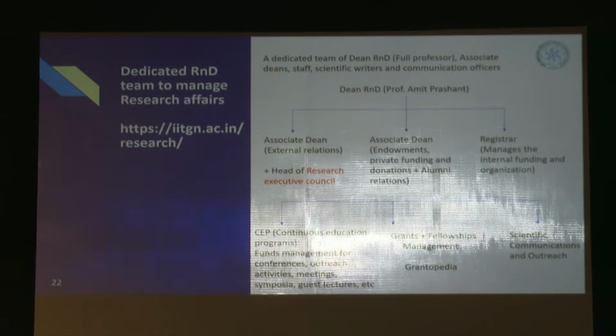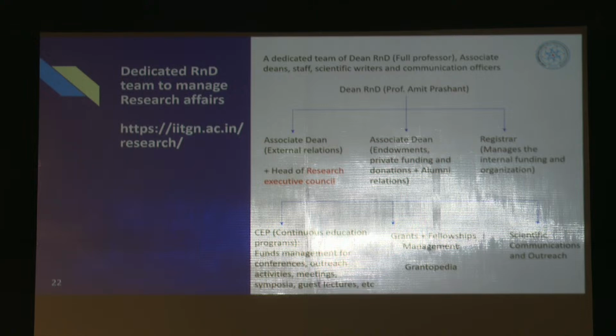Now this part, if you see the grants management, the associate dean, we have 3 programs running. One is called CEP, Continuing Education Programs. Here we give money for conferences, outreach activities, meetings, symposia, guest lectures. So there is one team of a professor who looks after all the money required for this program. Then comes the faculty grants and fellowships management. That's my job at IIT Gandhinagar. So I look after all the grants and the fellowships for the students and the faculties.